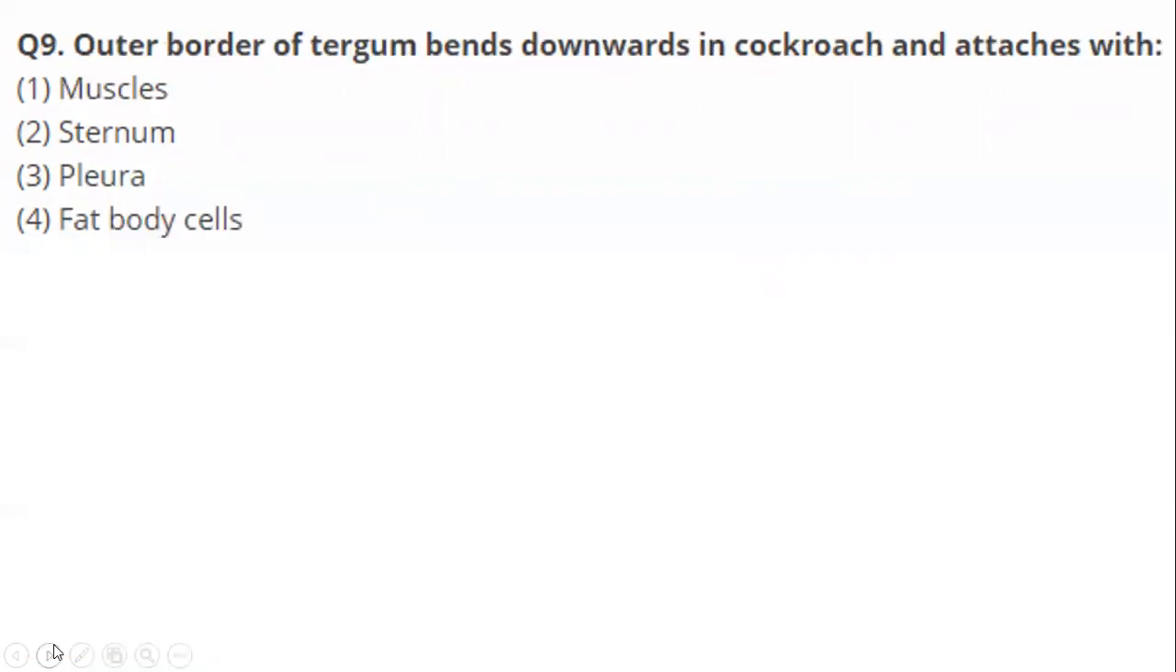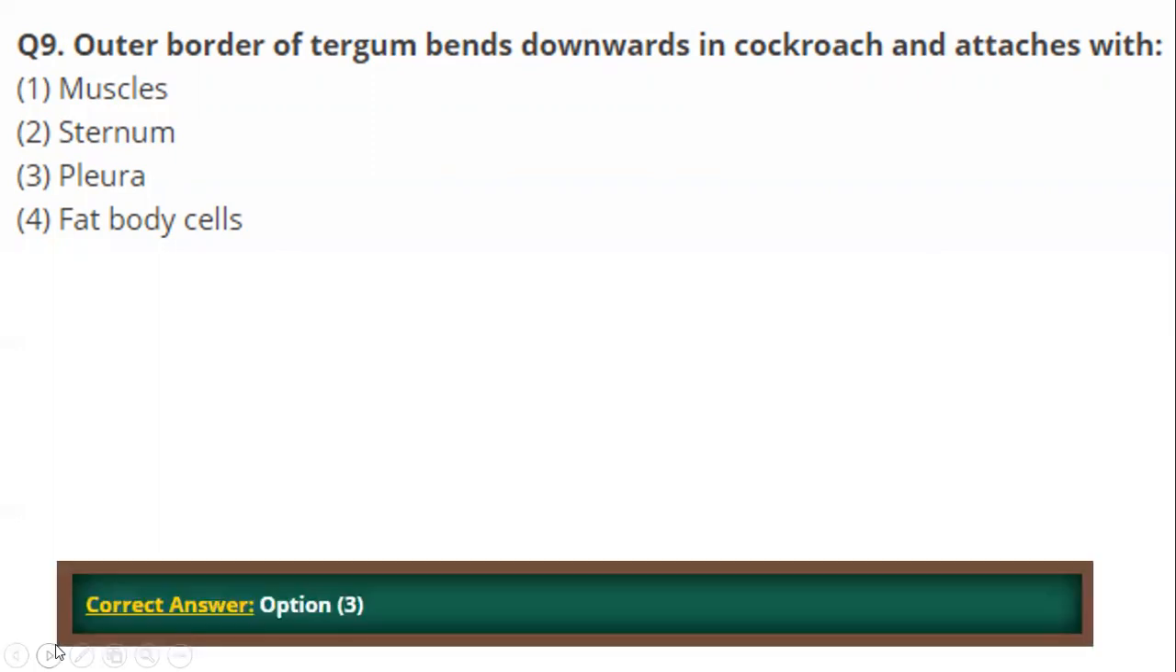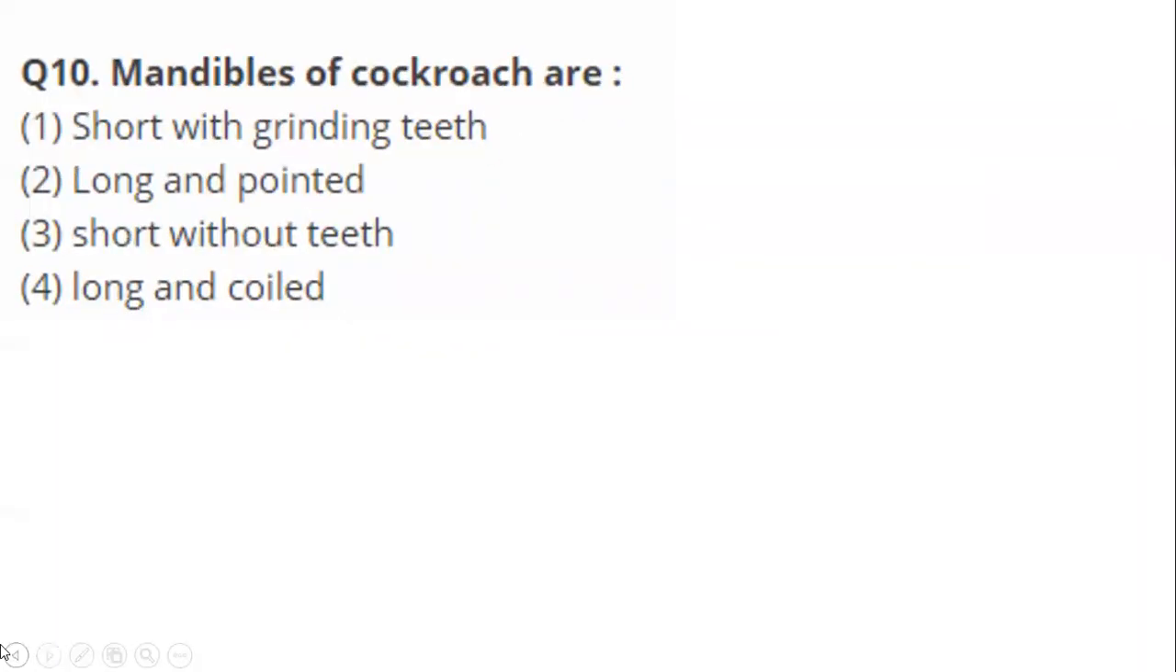The outer border of pterygum bends down in cockroach and attaches with muscles, sternum, pleura, or fat body cells. Identify the correct answer. Comment down your answers in the chat section as fast as possible. Come on. Exactly, the answer is pleura. And the last and final question on the screen.